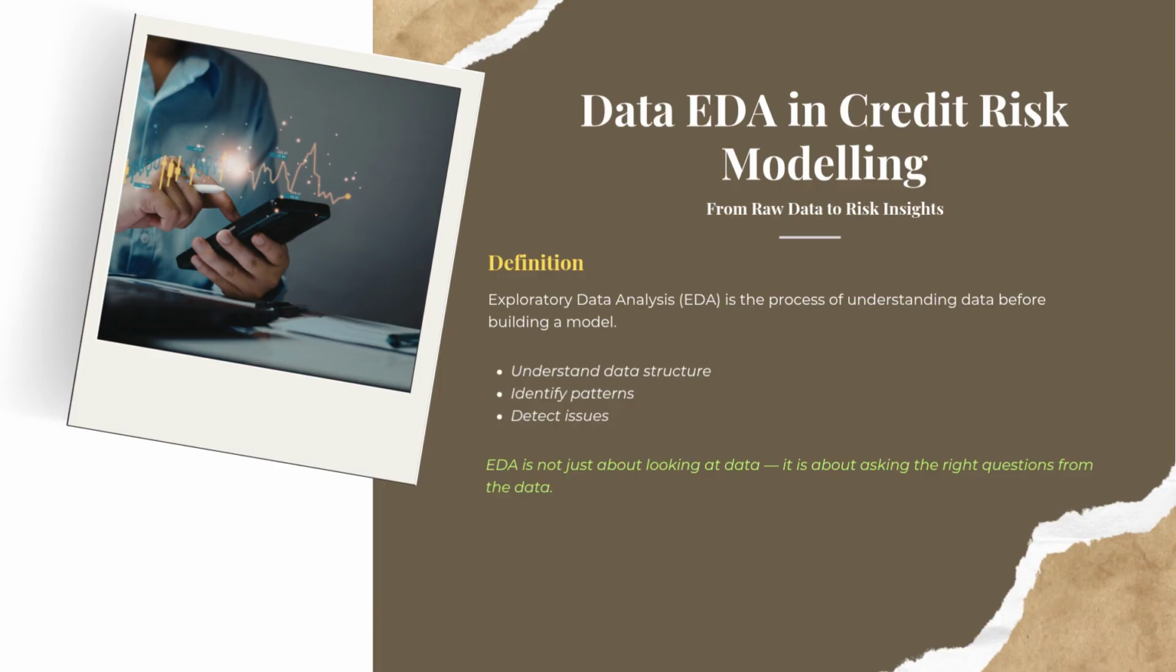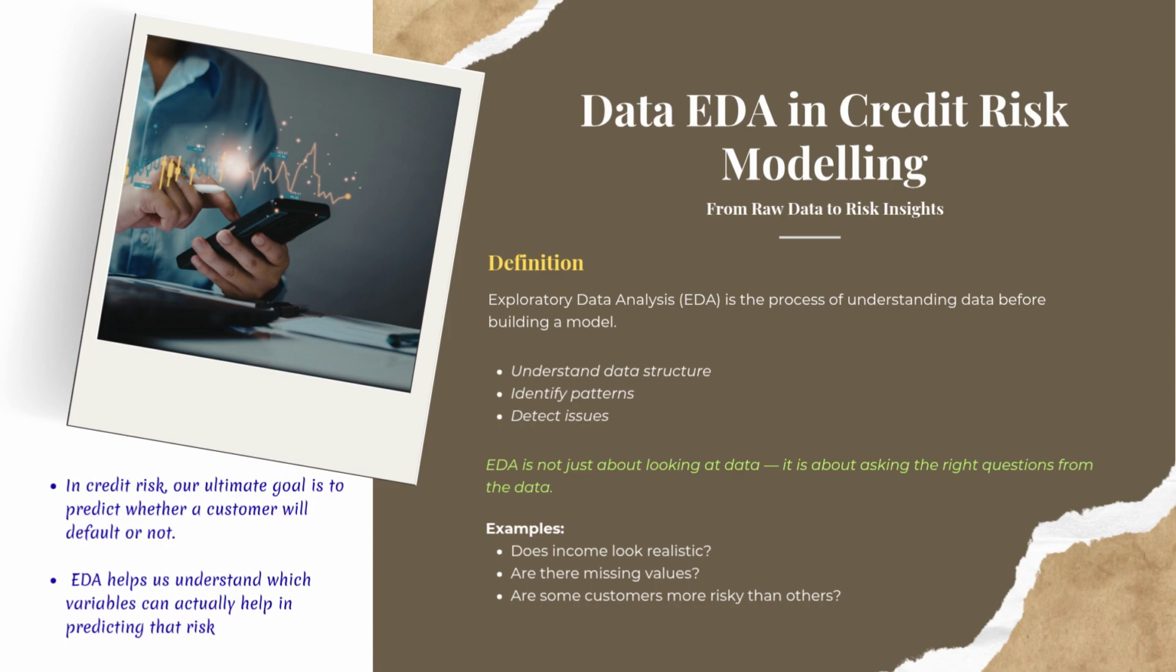So EDA is not just about looking at data, it is about asking the right questions from the data. For example, does income look realistic? Are there missing values? Are some customers more risky than others? In credit risk, our ultimate goal is to predict whether a customer will default or not. EDA helps us understand which variables can actually help in predicting that risk. So, EDA converts raw data into meaningful understanding.